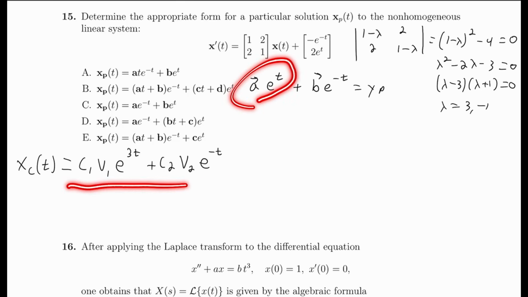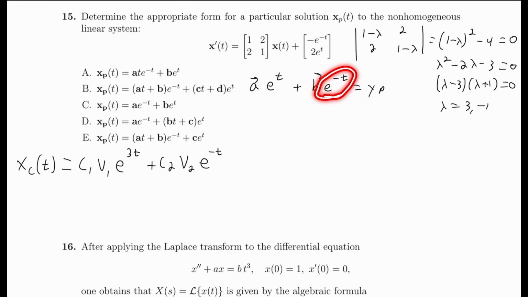This term's fine, there's no e to the t term, but this term has duplication with that term. So we need to multiply by t, but because this is a system, we also need to include all of the lower terms. Our A e to the t will stay, because it's a separate term, that one is left alone. And then we'll get vector b plus vector c t e to the negative t. Again, we need to include this b term here because it's a system.